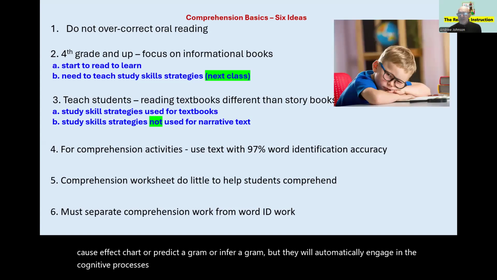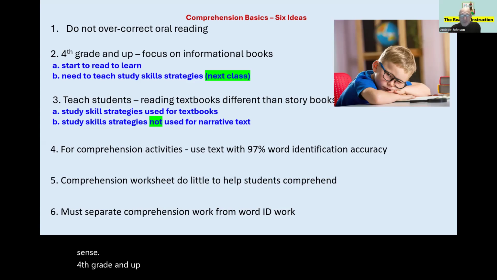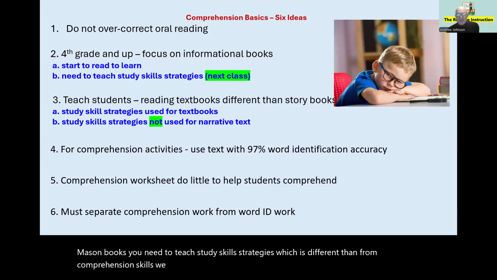Six big ideas. Do not correct oral reading. I know there's a tendency to jump in, but students need to develop the ability to see if what they read makes sense. Fourth grade and up, the focus is on information books. You need to teach study skill strategies, which is different from comprehension skills. We teach students to read textbooks differently from storybooks. Study skill strategies are not used for narrative texts.